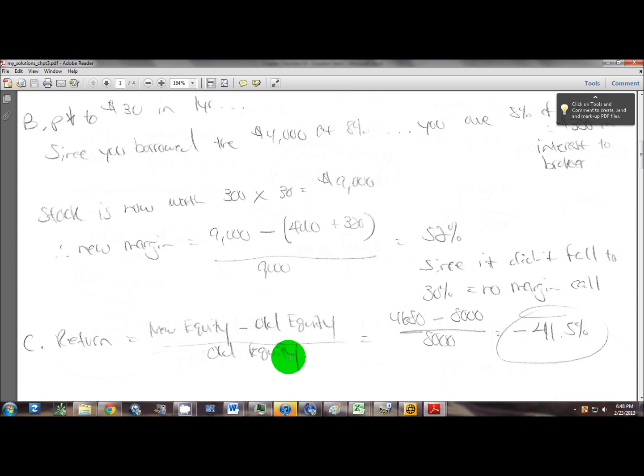Now, the whatever you have here is the equity in your account. So it's essentially the new value of your equity minus what your equity was when you began, the old value of the equity in the problem, divided by the old equity. So in this problem, the 4,680 is just this difference. 9,000 minus 4,320 is 4,680. So that is the new value of your equity. Your old equity, as we saw at the beginning of the problem, is 8,000. So 4,680 minus 8,000 divided by 8,000 gives you a return of minus 41.5%. So that is how you would solve number 10 for Chapter 3.